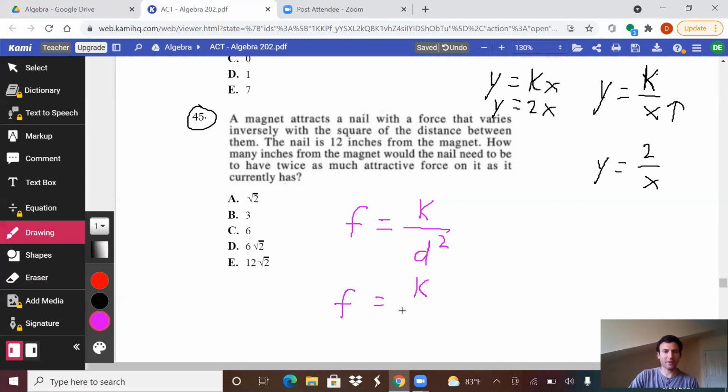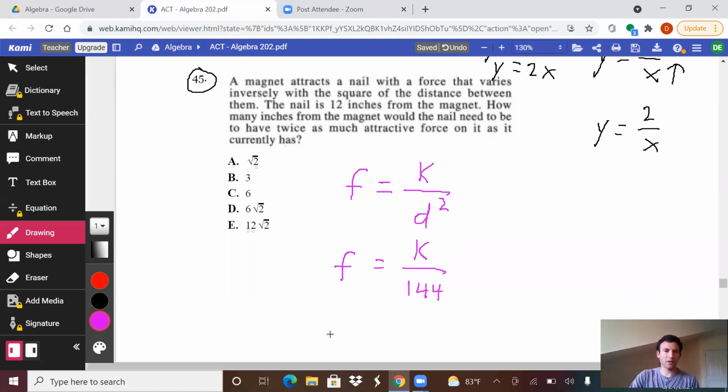So if we think about it, if the nail is 12 inches from the magnet, that means we're putting in 12 for D. So we're going to do 12 squared, and we're going to get 144. So our current force is going to be 144F. And let me see if I missed anything here.